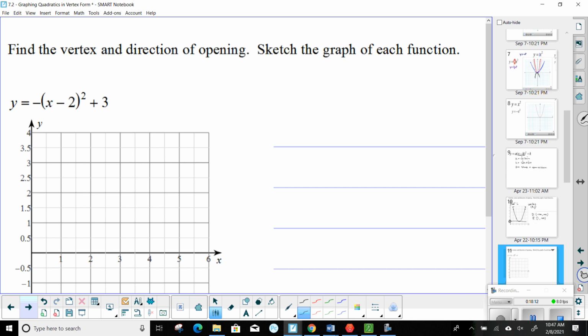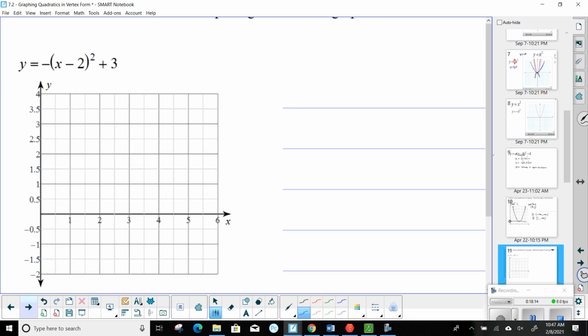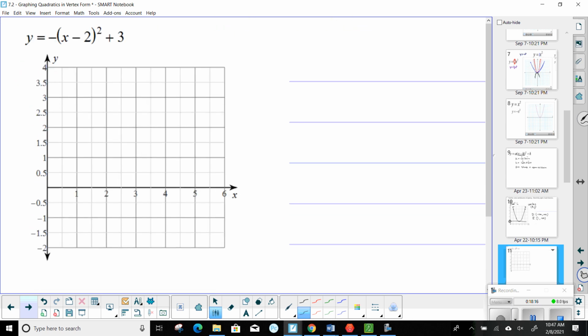Okay, let's do this one. So my function is y equals negative (x minus 2) squared plus 3. I always start by finding the vertex. So that moves it right 2, and that moves it up 3. So I'm going right 2 and up 3. That puts my vertex right there. Let's write that down. The vertex is right 2, up 3.